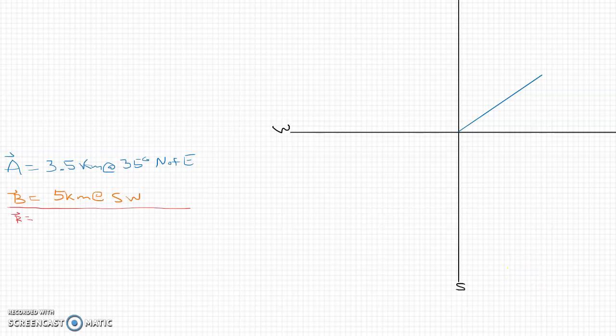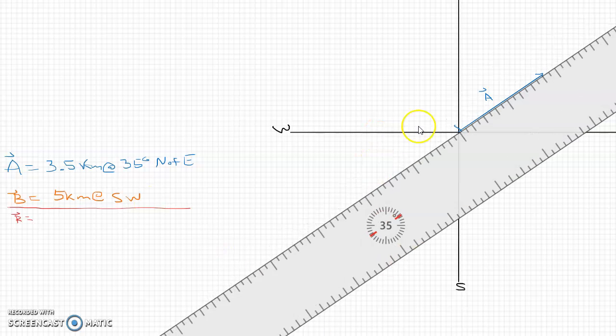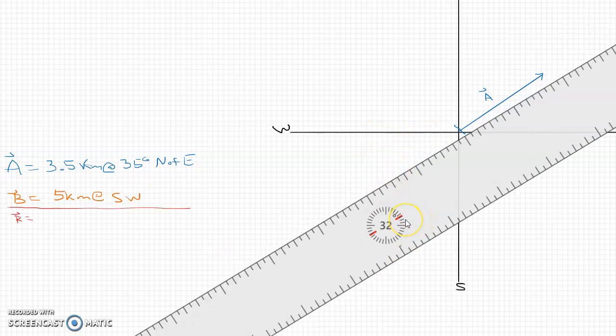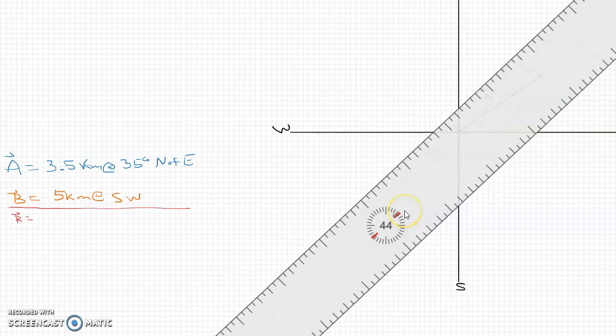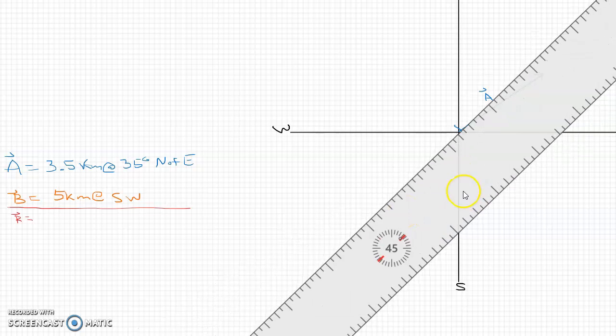So let's finish the vector by putting an arrow on it, and this is a displacement vector, so that's the vector A. Next, we have the vector B. That's going to be 5 kilometers southwest. Now, southwest is a very specific direction. Southwest is exactly at 45 degrees. So what I'm going to do is move this till it's exactly halfway between the south and the west, and that, of course, would be this 45-degree angle.